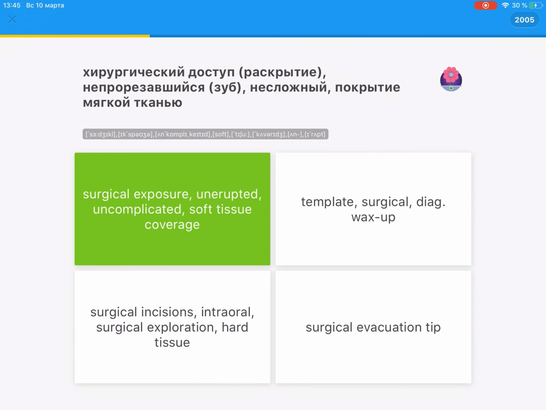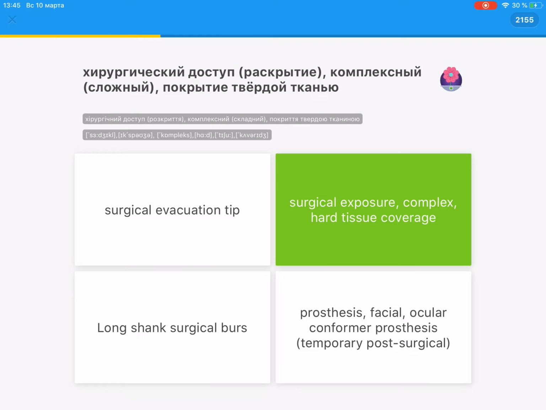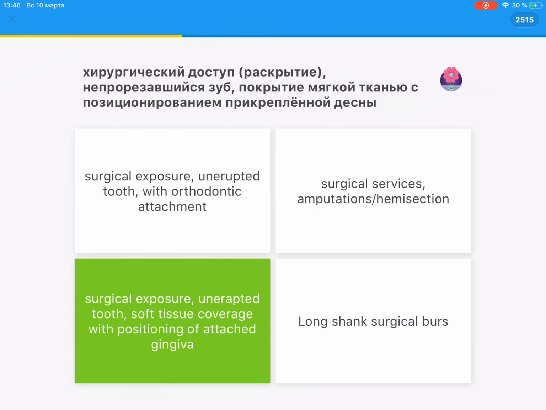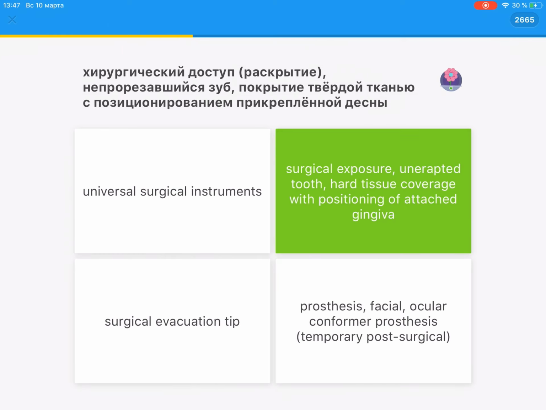Surgical exposure, unerupted, uncomplicated, soft tissue coverage. Surgical exposure, complex, hard tissue coverage. Surgical exposure, unerupted tooth with orthodontic attachment. Surgical exposure, unerupted tooth, soft tissue coverage with positioning of attached gingiva. Surgical exposure, unerupted tooth, hard tissue coverage with positioning of attached gingiva.